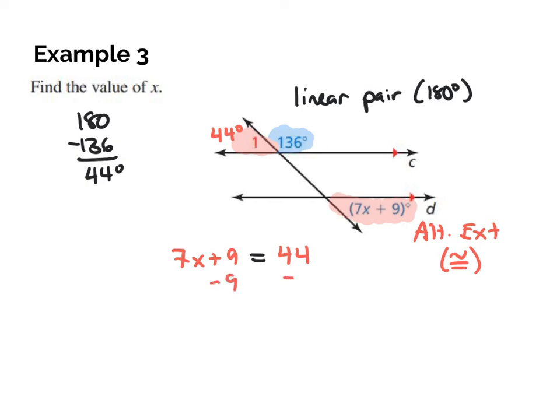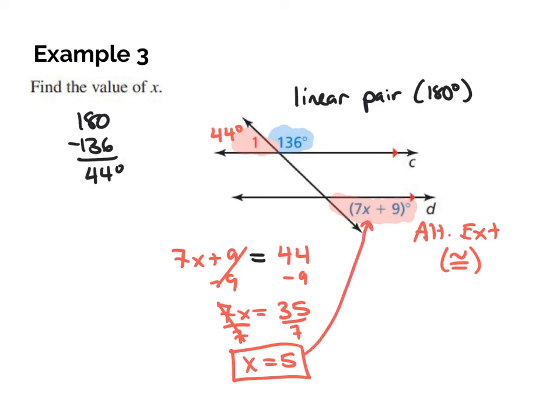In this case, I'd want to subtract 9 from both sides first, which would give me 35. And then lastly, divide both sides by 7, and I get x equals 5. Okay, so by using those angle relationships, I now know what x is. And just for funsies, if I take 5 and plug it in where x goes, I would get 7 times 5 plus 9. That is 35 plus 9, which is 44 degrees. So notice how it also checks out. Again, we're using these special angle relationships to solve for things.